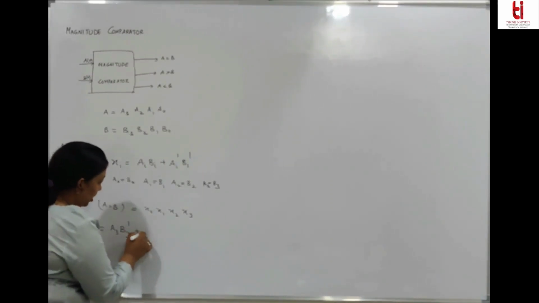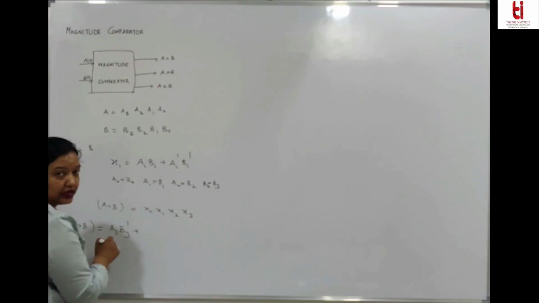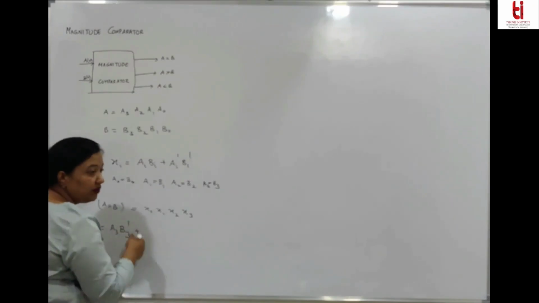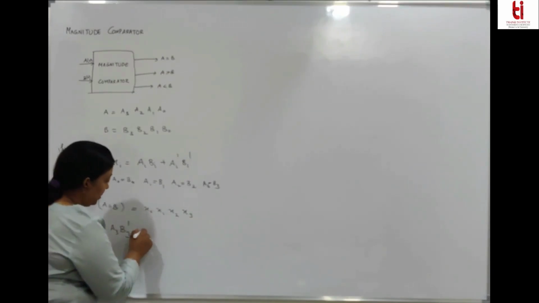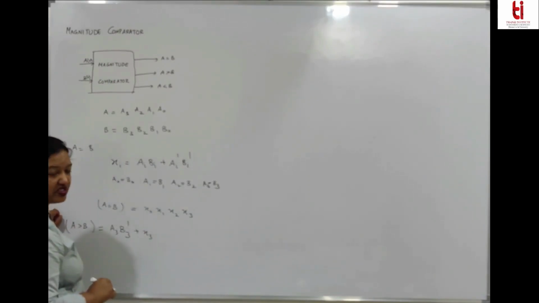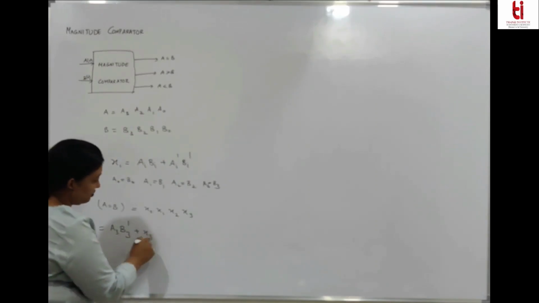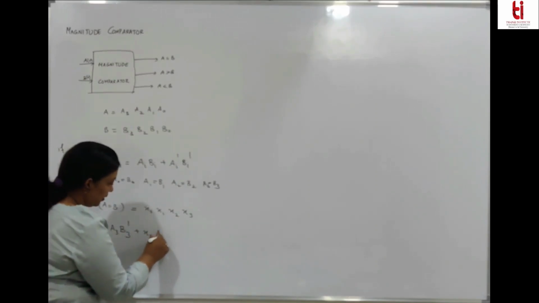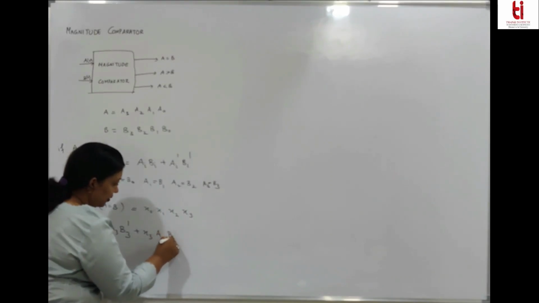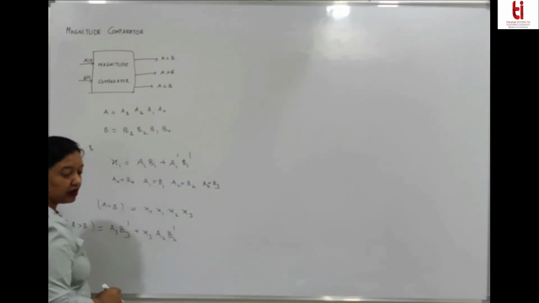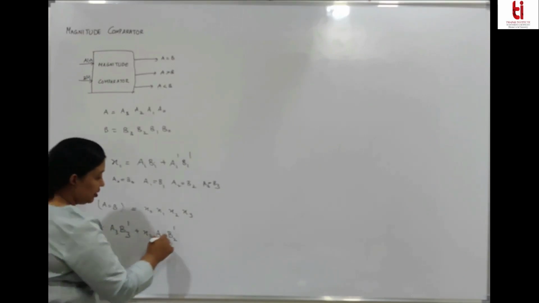Then if it is not, if A3 is equal to B3, then we will compare the next bit. That means A3 is equal to B3, this becomes 1. Then compare the next bit.